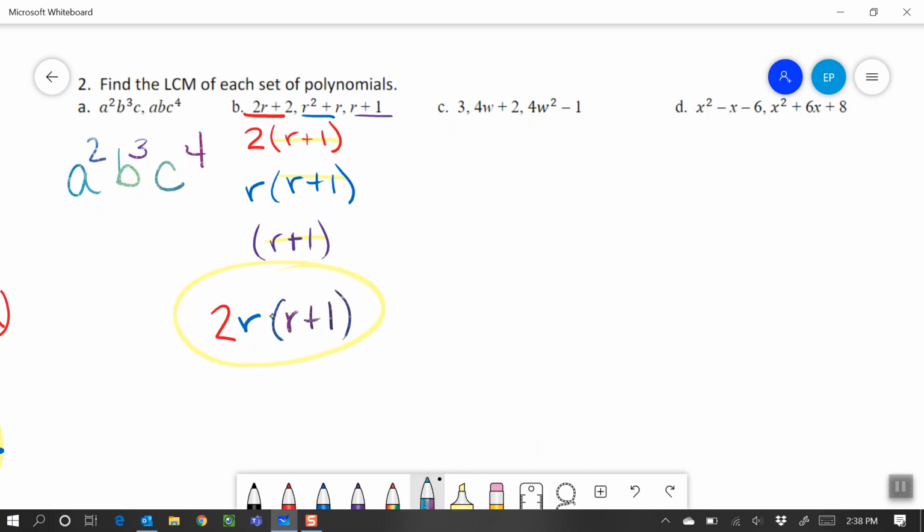Or if you want to, you can multiply it out. You would have 2r squared plus 2r. And that would also be your final answer. So remember to do what's the same, but what also is different.